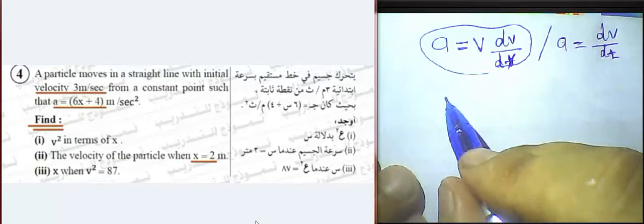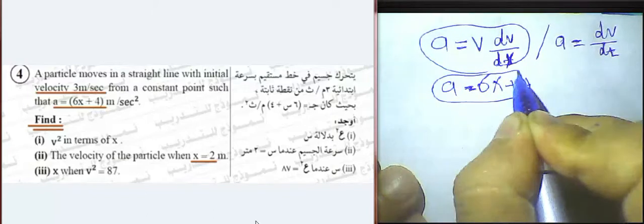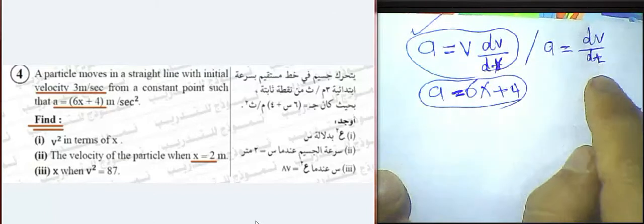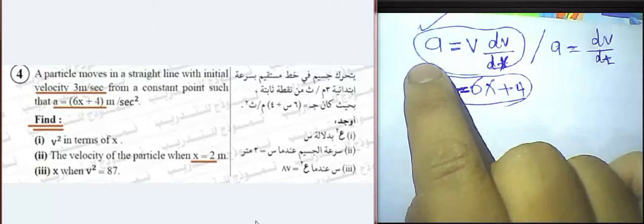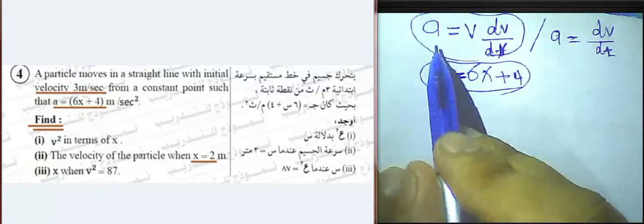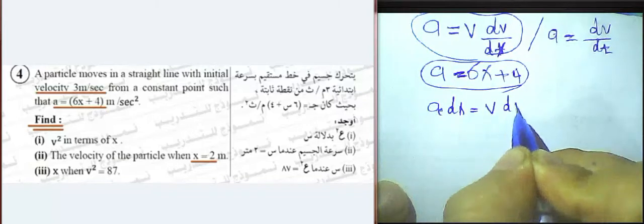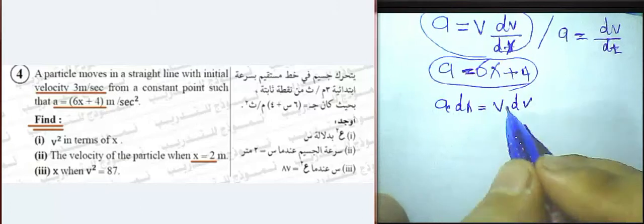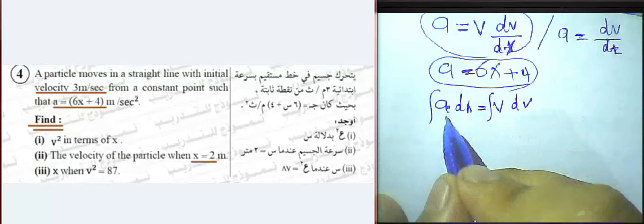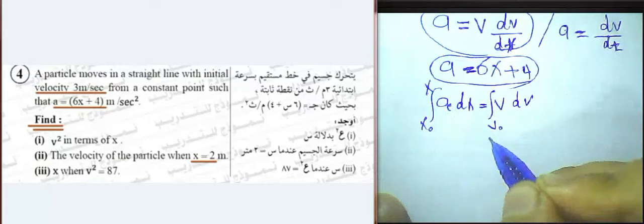But we know in this example acceleration equal 6x plus 4. In this equation we have x, so we must use this relation. Don't use the other relation, okay? You must use acceleration equal v multiplied by dv over dx, and we can complete: a multiply dx equal v multiply dv, and we can find the result by integration of the left hand side and right hand side. Integration here about x naught to x, and here v integral to v.